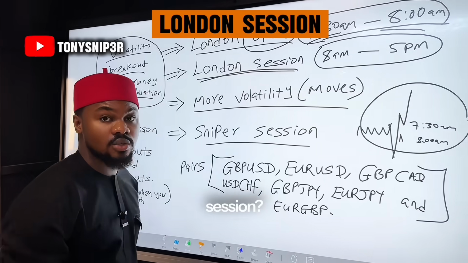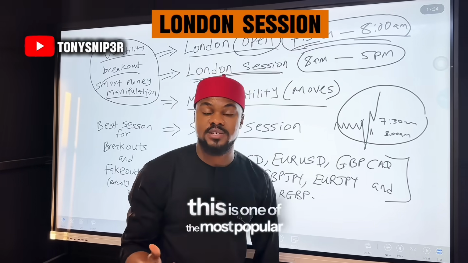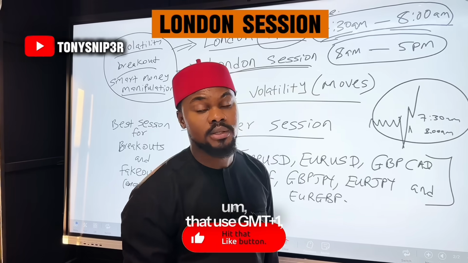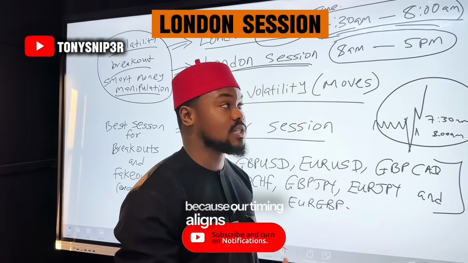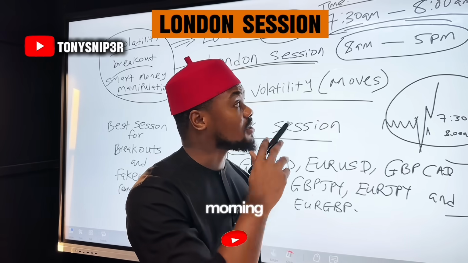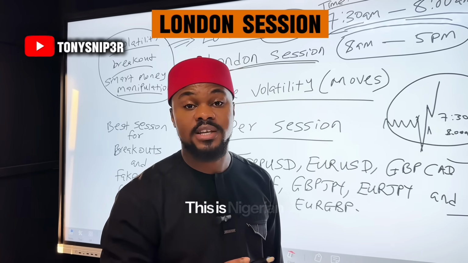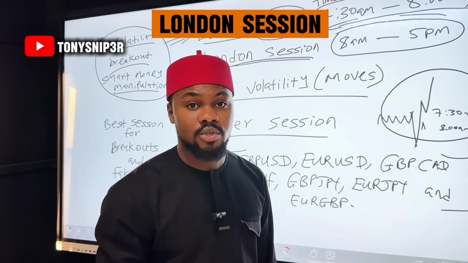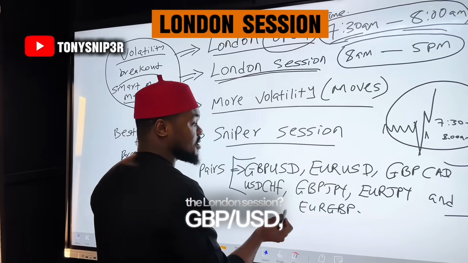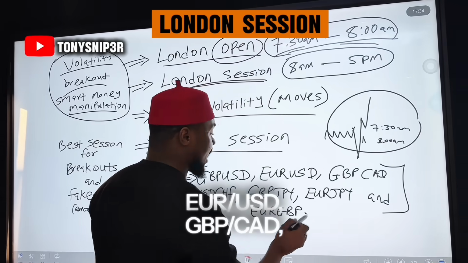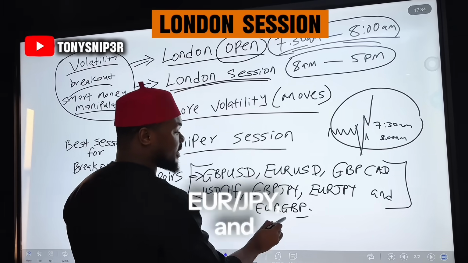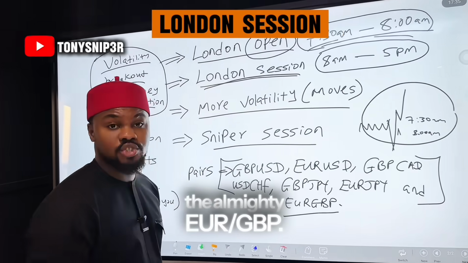Now, what is London session? This is one of the most popular sessions in the world, especially for people that use GMT+1, because our timing aligns properly with the London session. It happens from 8 a.m. in the morning down to 5 p.m. This is Nigerian time and UK time. You understand? Now, what pairs are traded during the London session? GBP USD, Euro USD, GBP CAD, USD CHF, GBP JPY, Euro JPY, and the almighty Euro GBP.